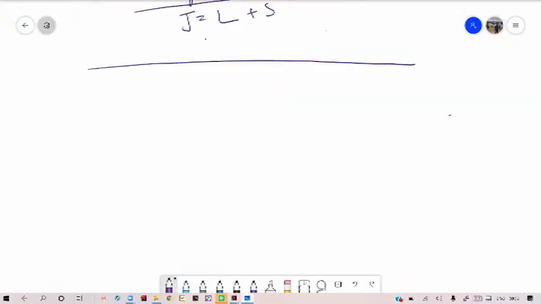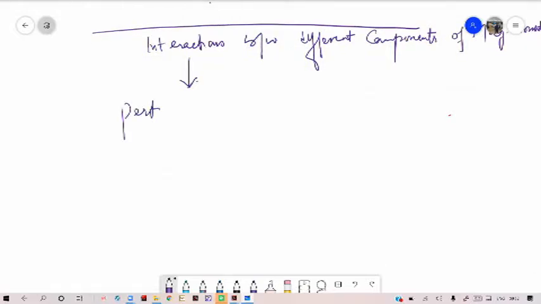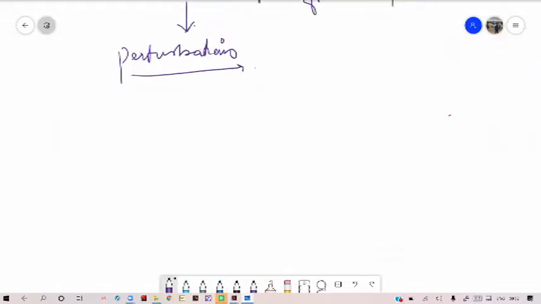Now in this chapter, in the second unit, we will discuss interactions between different components of the magnetic moment, and these interactions will act as perturbations when we calculate the energy corrections. Accordingly, we will calculate the energy corrections.